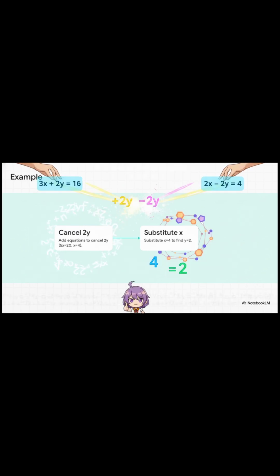Let's try another one to really cement that knowledge. 3x plus 2y equals 16, and 2x minus 2y equals 4. Notice the positive 2y and the negative 2y? When we add these equations together, they immediately cancel out to 0. We get 5x equals 20, telling us x is 4. Then we substitute x equals 4 back into that second equation, and we quickly find that y equals 2. See? It's like a puzzle falling into place.